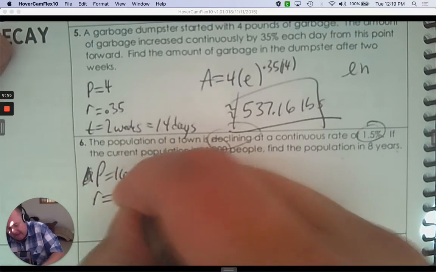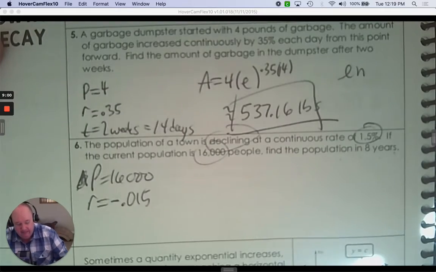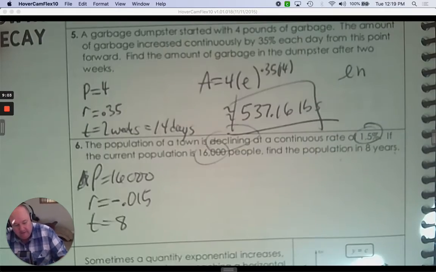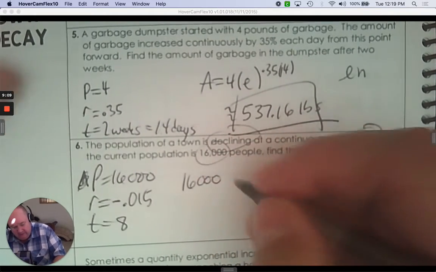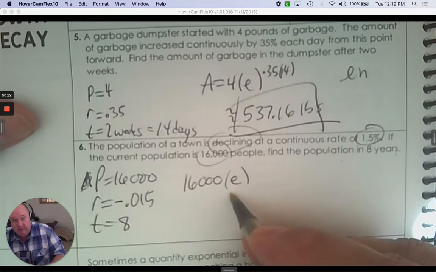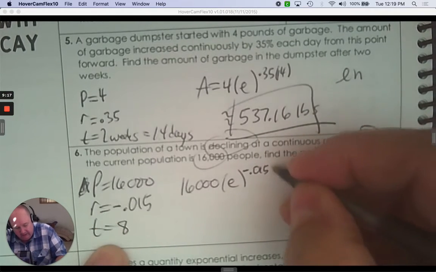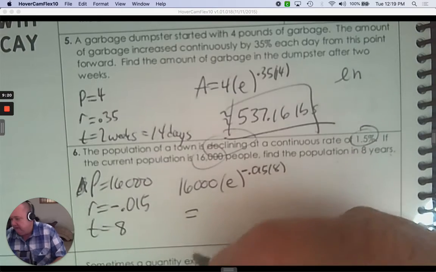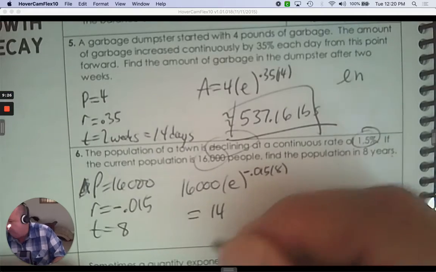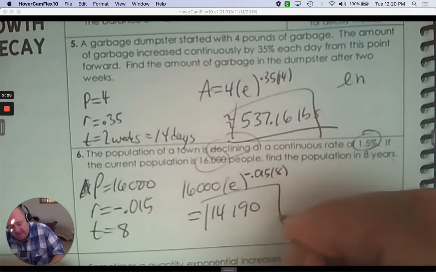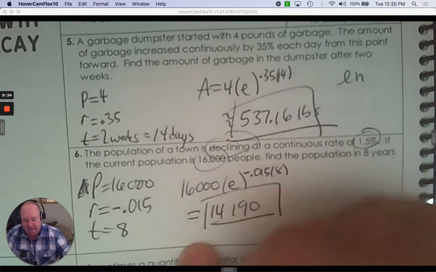So the rate is negative 0.015. Be really careful moving the decimal. The time is 8. And then put it together. So it's 16,000 E, that's a number, to the exponent negative 0.015 times 8. Put that in your calculator, get your answer, and as a whole number, if you round it, it's 14,190. Can't have decimal people. So as a whole number, in 8 years, that's how many people are left for the population.